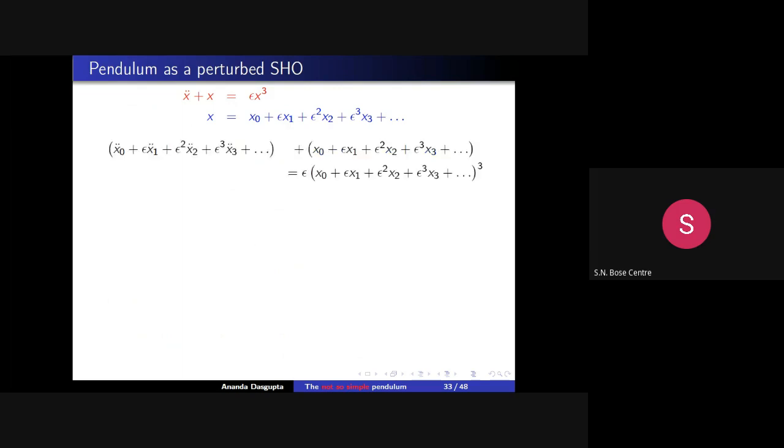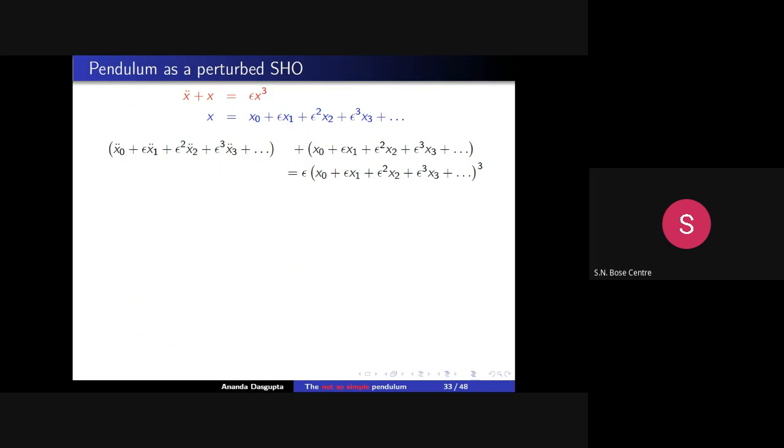So now, how does this work? Well, this is your equation. This is your x. Now, plug this in. The left-hand side is very straightforward. You just take double derivatives of all the x's in this term. The right-hand side takes a bit more care. You have epsilon, and then you have this thing whole cubed.